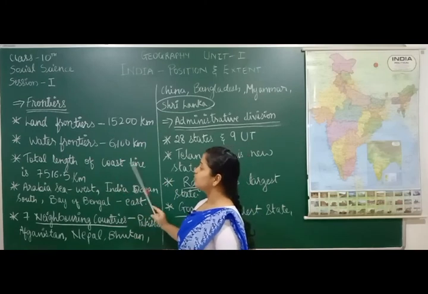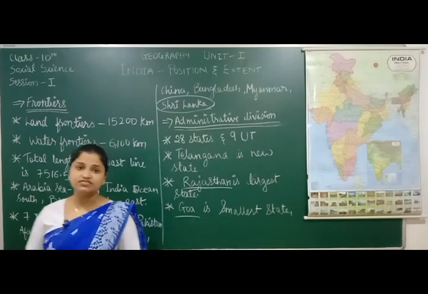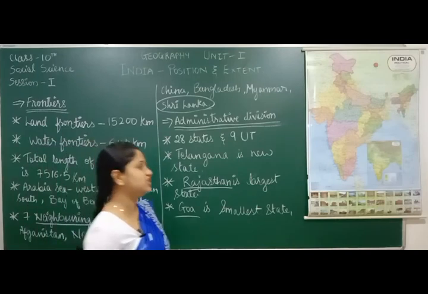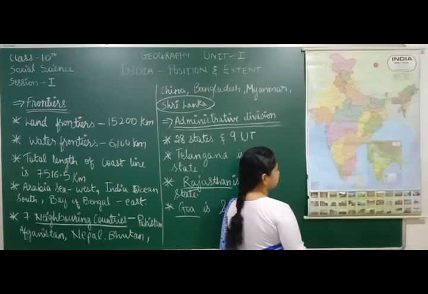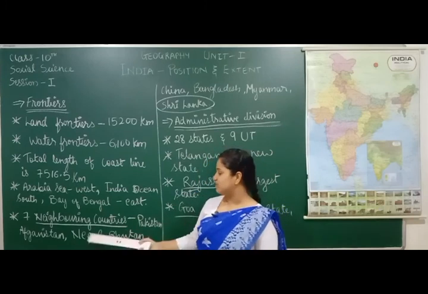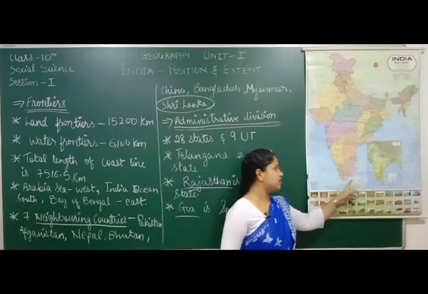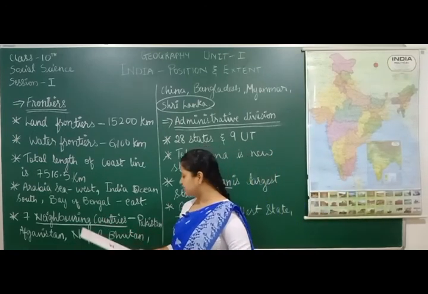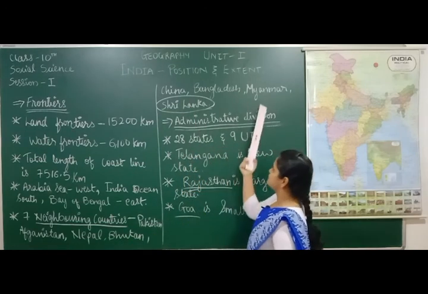Also, what is the total coastal line of our country? It is 7,516.5 kilometers. Then we discussed the different seas which surround us. In the east we have the Bay of Bengal, in the west the Arabian Sea, and in the south the Indian Ocean. These are the three important seas that surround us. Also we talked about the 7 neighboring countries. Sri Lanka is not included because it is separated by the Gulf of Mannar and Palk Strait. They are Pakistan, Afghanistan, Nepal, Bhutan, China, Bangladesh and Myanmar.